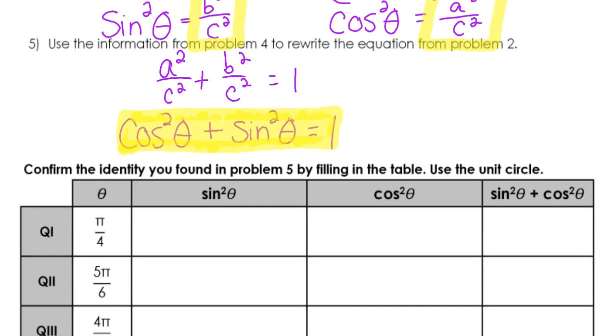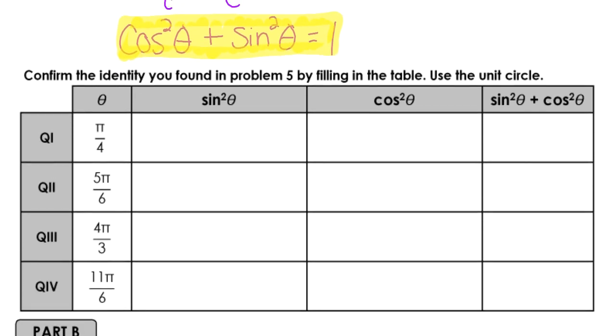So what we're going to do next is just confirm that identity that we just came up with, to make sure that it truly does do what it says it's going to do. So when we take cosine squared plus sine squared of a certain angle, is it really going to give us a value of 1? We're going to test it for a point in each quadrant just to see how it works out and if it's truly a true identity.